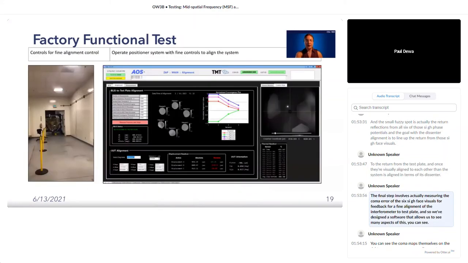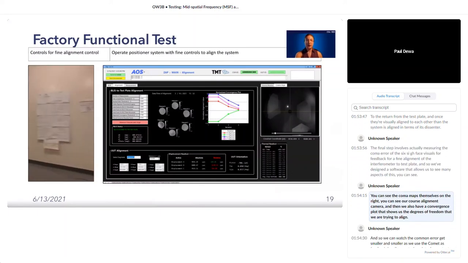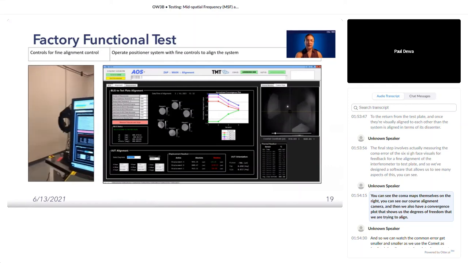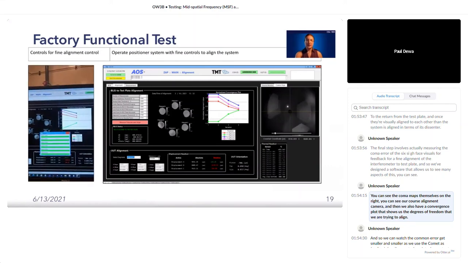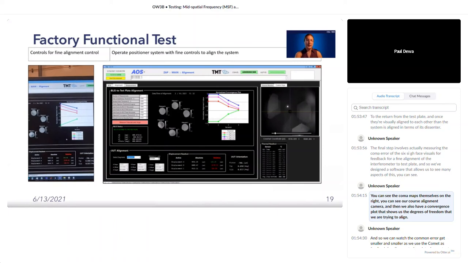The final step involves actually measuring the coma error of these 6 CGH phase fiducials for feedback for a fine alignment of the interferometer to the test plate. And so we've designed a software that allows us to see many aspects of this. You can see the coma maps themselves. On the right, you can see our coarse alignment camera.